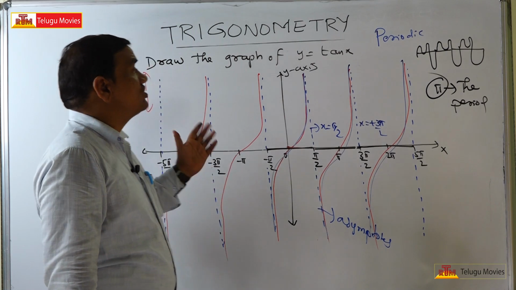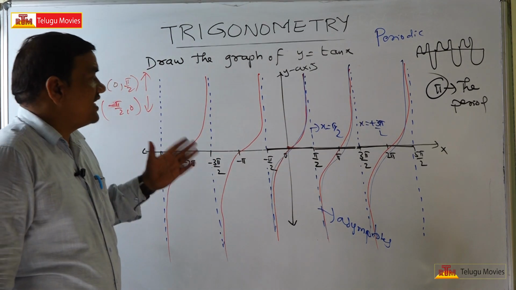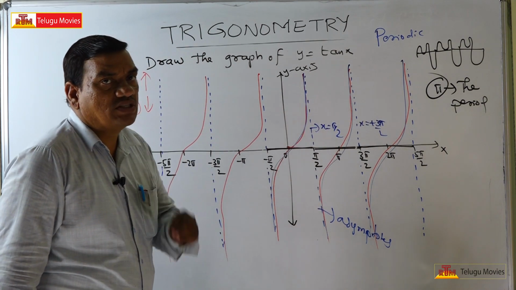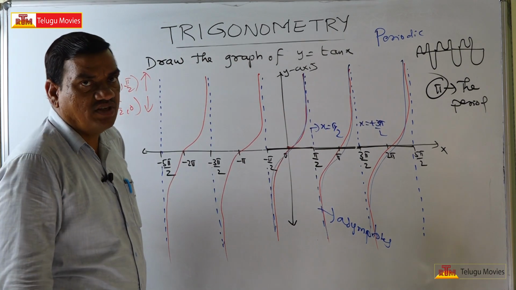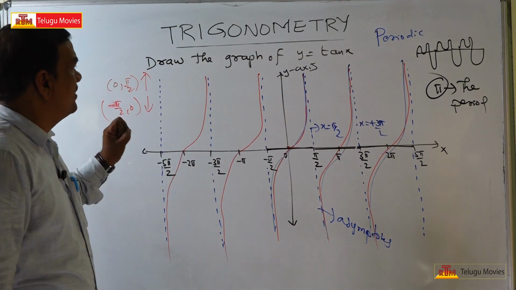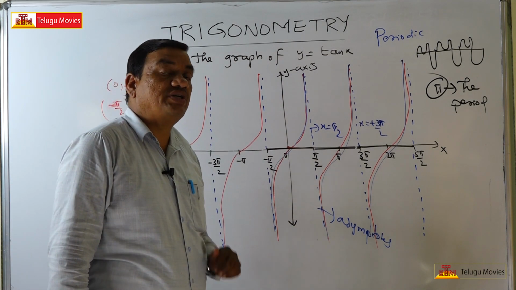So what are the asymptotes of this tan x function? X is equal to pi by 2, x is equal to 3 pi by 2, x is equal to (2n plus 1) pi by 2. All are asymptotes of this function. Right. So these are the nature and characteristics of the graph y is equal to tan x.